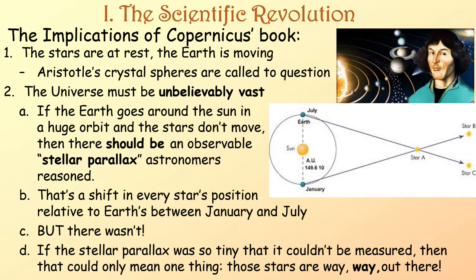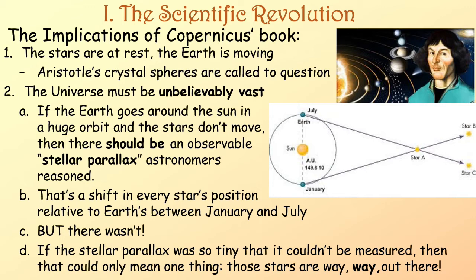The implications of Copernicus's book. And this is kind of hard to explain, but I'll try to. The stars are at rest and the earth is moving. Aristotle's crystal spheres are now being called into question. If Copernicus is right, then the universe must be unbelievably vast. Keep in mind, Aristotle's universe is very, very small.